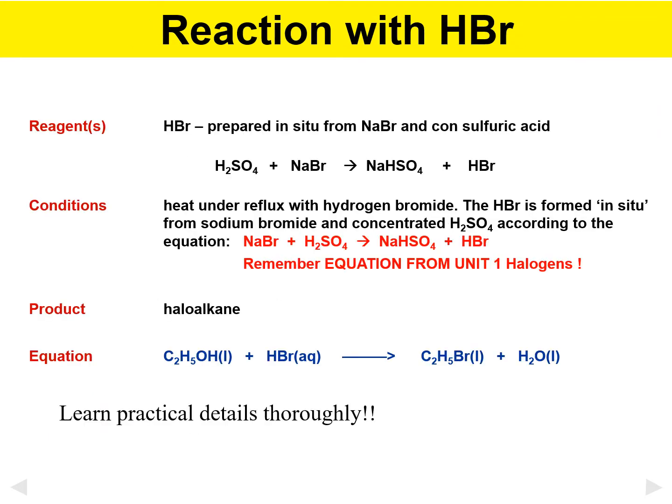The reaction of an alcohol with hydrogen bromide is a nucleophilic substitution reaction, and we produce a bromoalkane. This reaction is our first organic preparation in AS chemistry, and there is a video which is devoted to the practical details for this reaction.